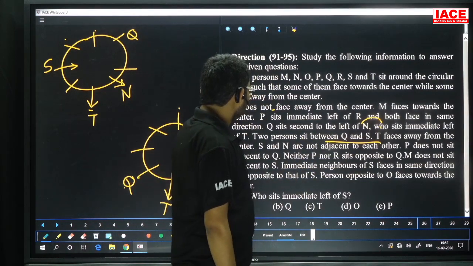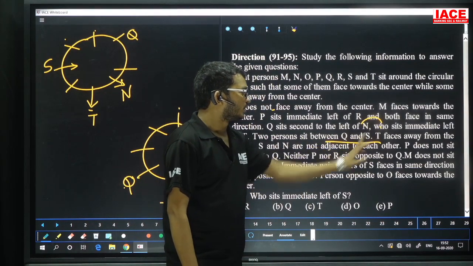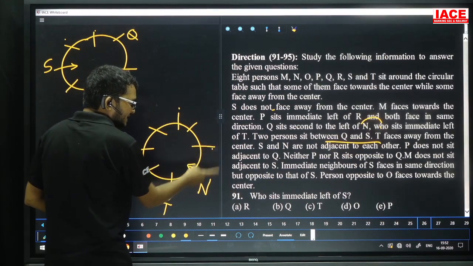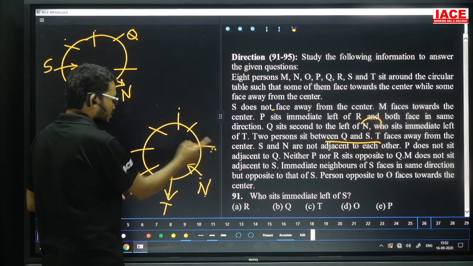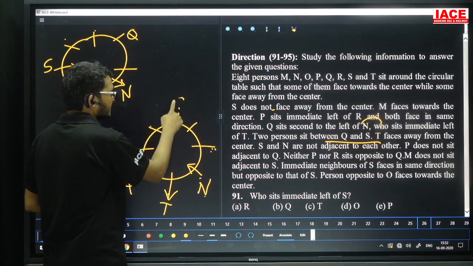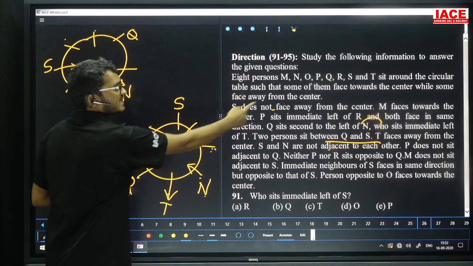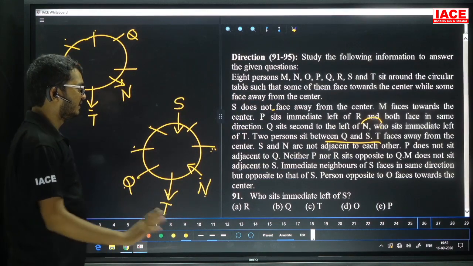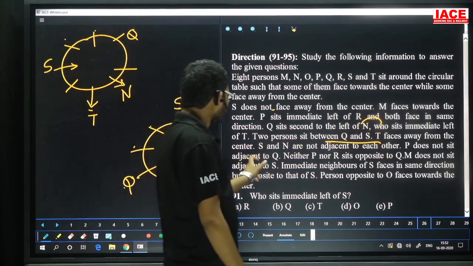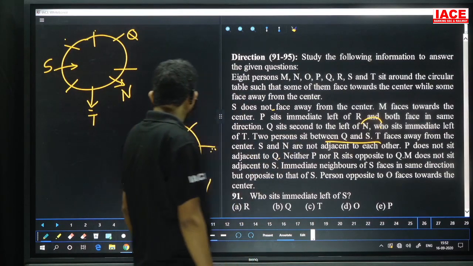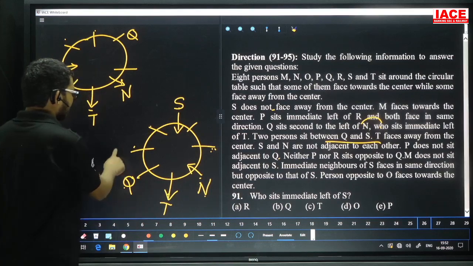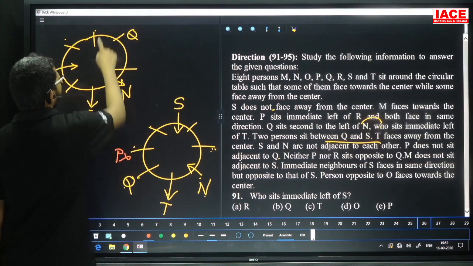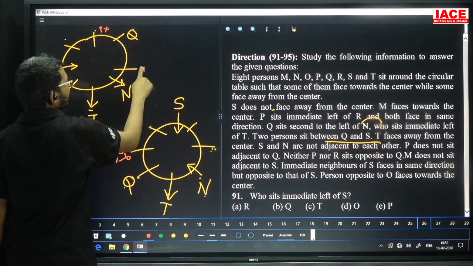Next, S and N are not adjacent to each other. Now Q one to S, but S and N are not adjacent, so for S here no chance. Then Q one to this one is the position. S does not face away from the center, that means S is facing towards the center. Leave it. Next point: P does not sit adjacent to Q. So P is not adjacent to Q, which means for P here no chance. For P here also no chance.